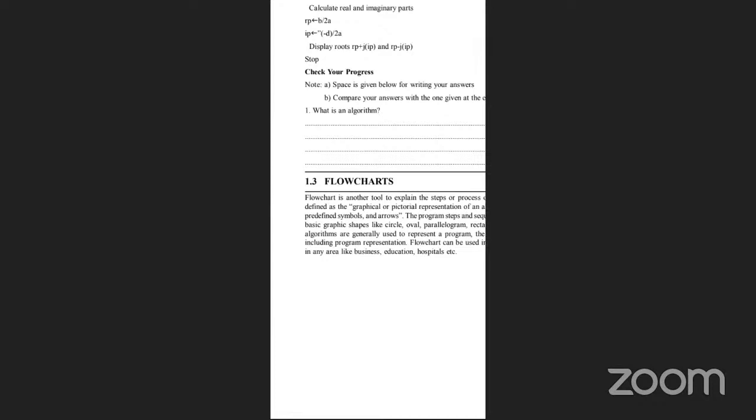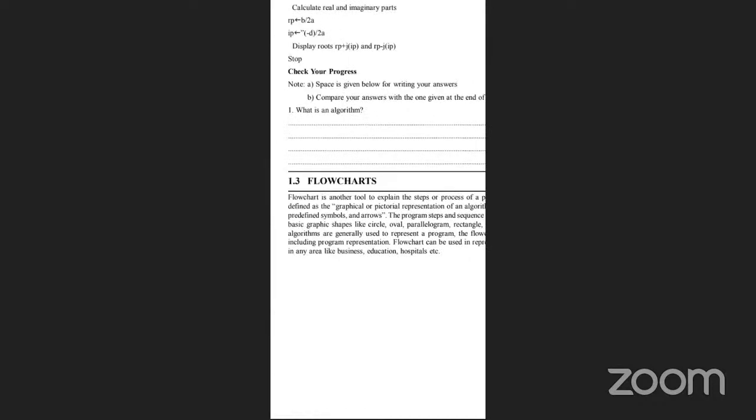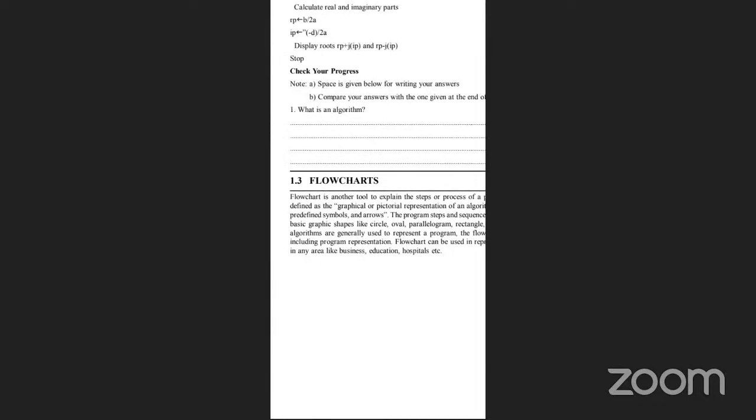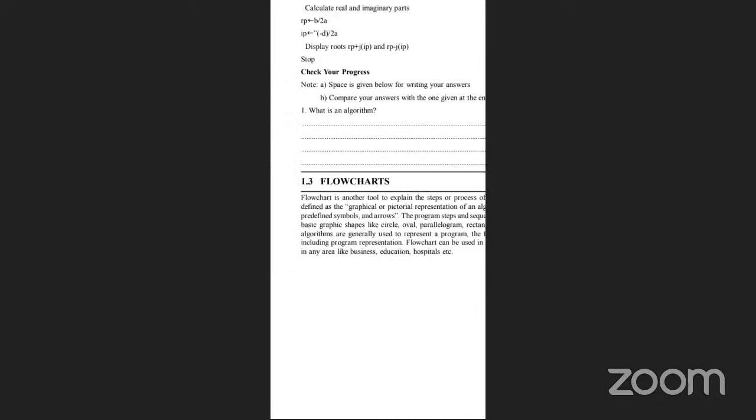While algorithms are generally used to represent a program, the flowchart can be used anywhere, including program representation. Flowchart can be used in representing a process or planning in any area like business, education, hospitals, etc. Planning business, nowadays planning temples, construction. These also we can use the flowchart.